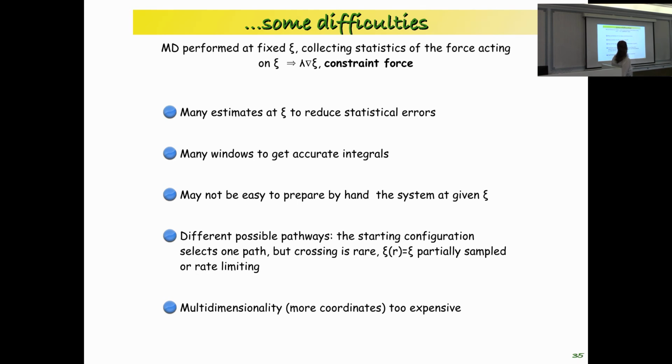Okay, so the difficulties here are that if you have more than one collective variable, say two, then you have a grid that you have to sample. If you have three, then you have to sample a volume, so that starts becoming expensive. So that is for multidimensional schemes in practice.